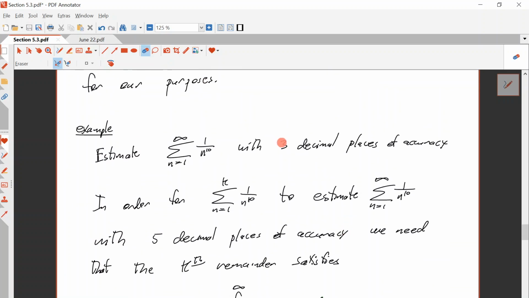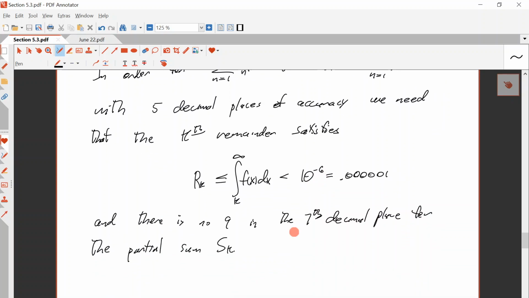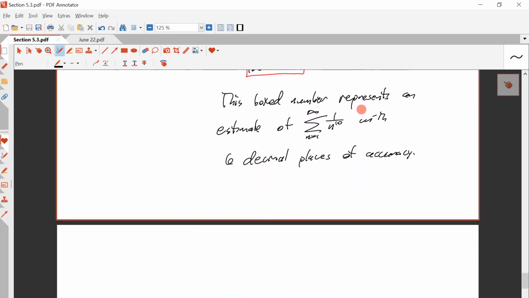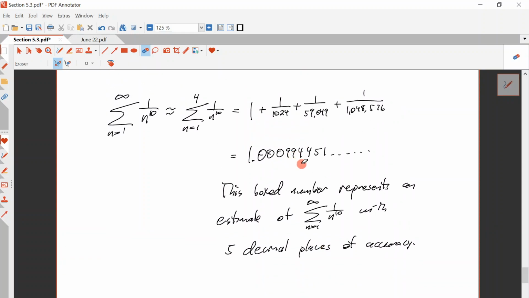All right, let's go over this again. With 5 decimal places of accuracy, we need that the kth remainder satisfies this, times 10 is less than 10 to the minus 6th, and there is no 9 in the 7th decimal place. 5 decimal places of accuracy. So this one.